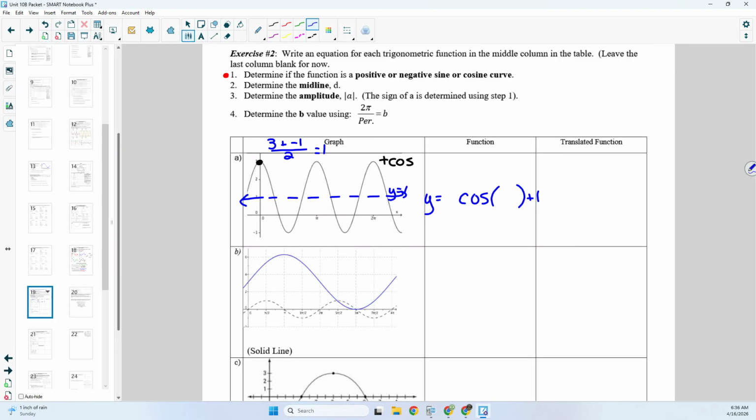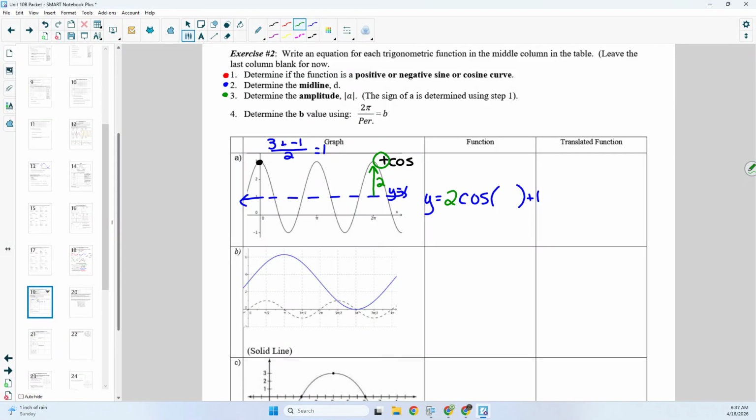So the next thing I find, I just did step 2, is I'm going to determine the amplitude. So my amplitude here is 2, and we know that goes in the front. Now, based on what I decided here, I'm going to leave this a positive 2 and not make it a negative 2. So that's how you decide the sign on that A value.